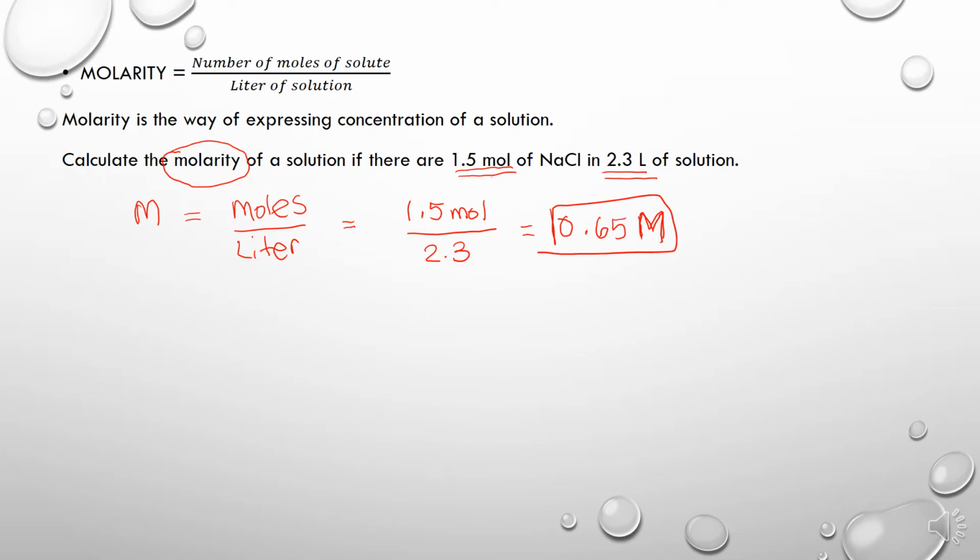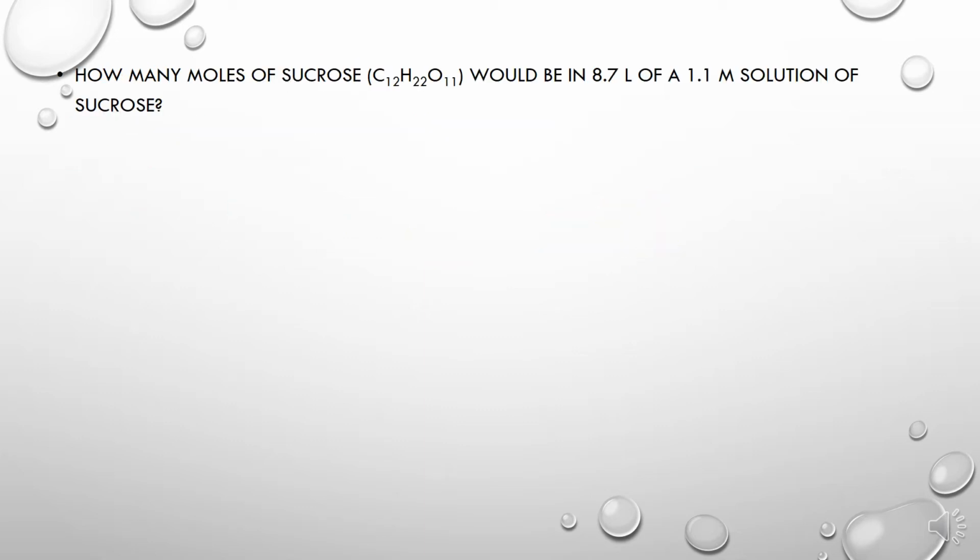Okay, let's look at the next problem. It reads, how many moles of sucrose would be in 8.7 liters of a 1.1 molar solution of sucrose? So I'm going to underline what's given, 8.7, 1.1 M. So I'm finding moles of sucrose.